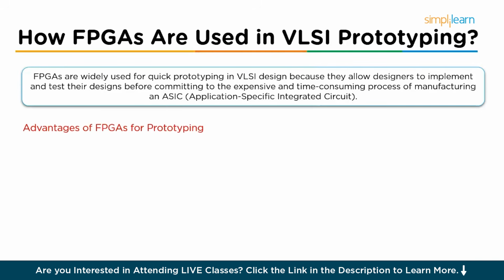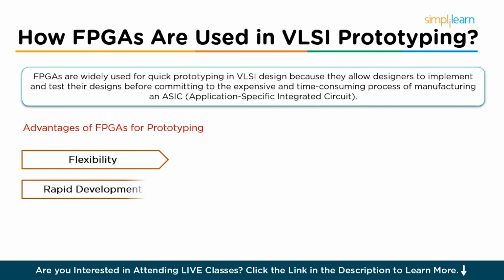So what are the advantages of FPGAs for prototyping? The first one is flexibility. FPGAs allow designers to make changes to the design even after implementation, providing great flexibility during the prototyping phase. The second one is rapid development. Unlike ASICs, which require weeks or months to fabricate, FPGAs can be programmed and reprogrammed quickly, making them ideal for fast iteration and testing. The third one is cost effectiveness. FPGAs are much cheaper than fabricating a custom ASIC, especially for low volume production. This makes them an attractive option for prototyping new designs.